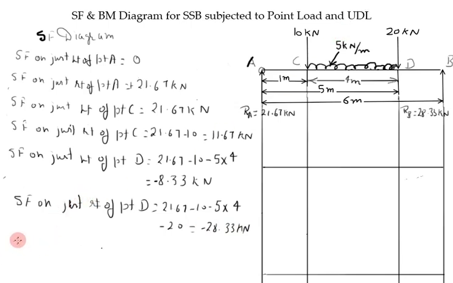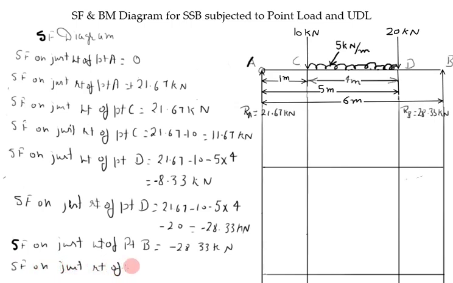Now shear force on just left of point B. Again the shear force remains same, 28.33 kilonewton.